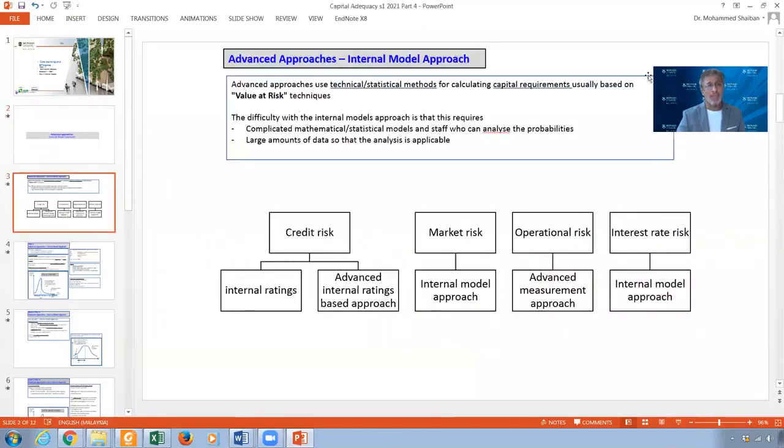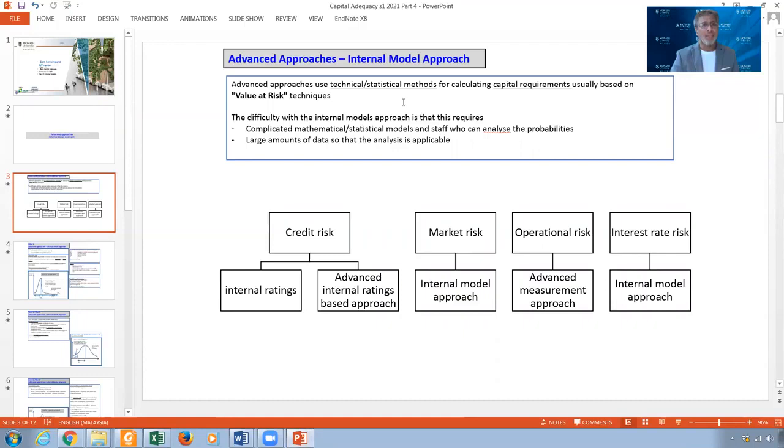Just to look at the definition here, the advanced approach uses technical statistical methods for calculating capital requirements, usually based on value at risk techniques. Now, to do this, you have to have expertise, and I don't think big banks have a problem with this. Also you have to have enough data, so you need many years of data. For example, for credit risk, you need data on defaults for housing loans, for credit cards, for business loans, and you have to have a few years of it so you can build the distribution and calculate the value at risk.